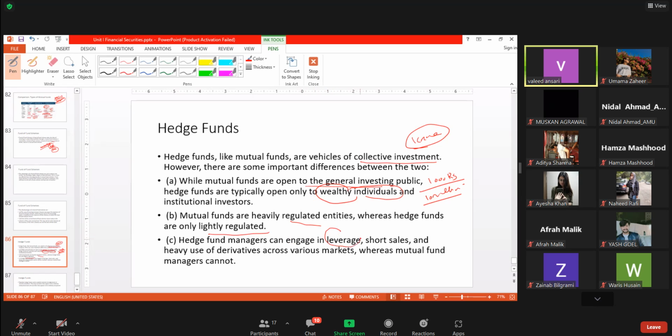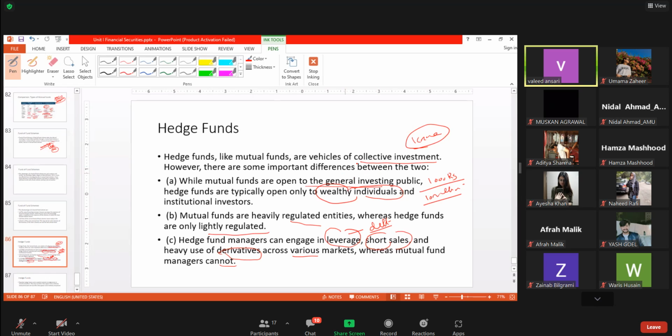They use not only their own funds, but also debt, which we call leverage. They use short selling: you sell something which you do not own, but you think that the price will fall, and you will replace it later. And they use derivatives like options, futures, and other kinds of products. Whereas mutual funds cannot. Mutual funds do not use these types of strategies. So that is why the investment strategy of hedge fund managers is very different from that.